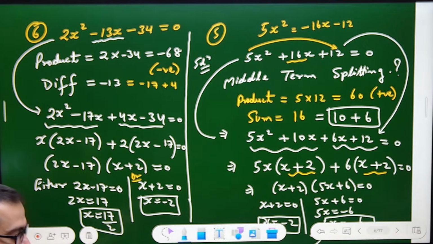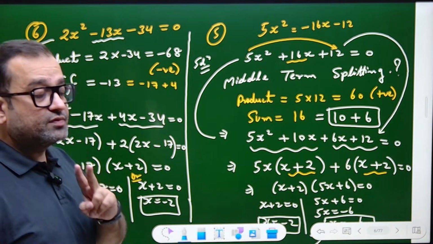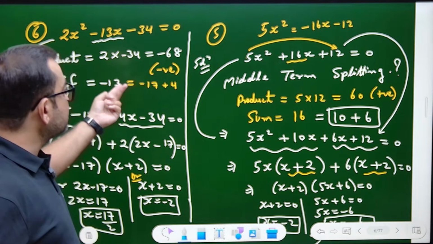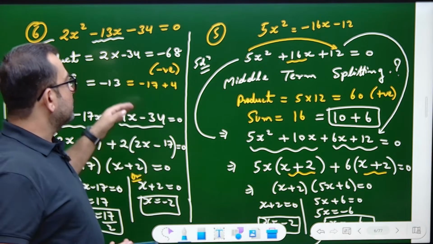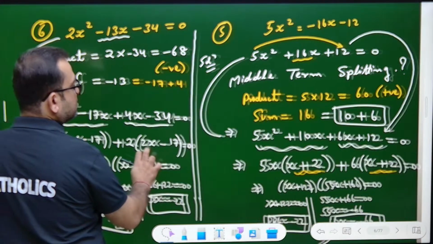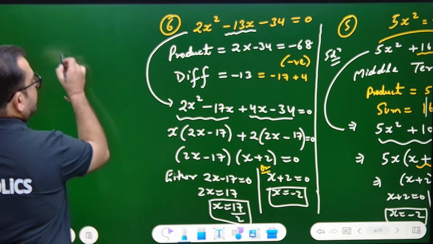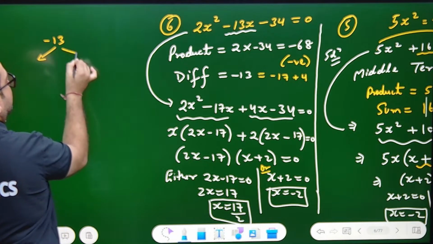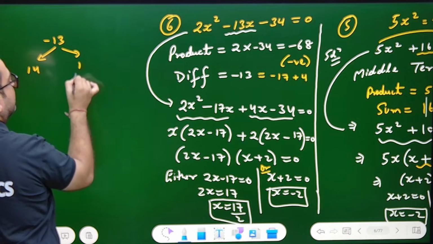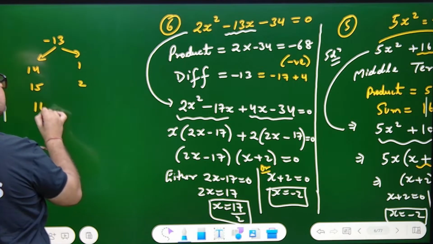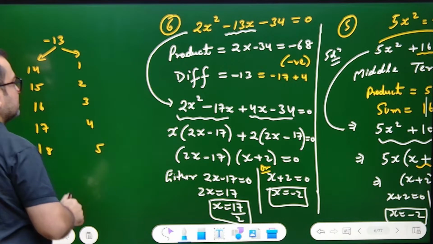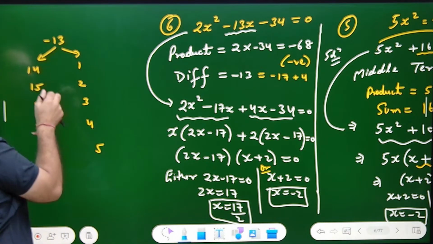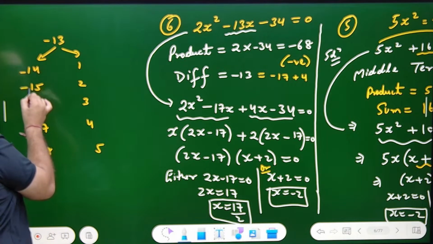Can you tell me how 13 came as the difference? You have to think of two numbers whose difference will be 13. So 17 and 4. If there is minus 13, you have to split it: write 14 and 1, 15 and 2, 16 and 3, 17 and 4, 18 and 5. Why like this? Because I have to see the difference as 13. If it is minus 13, I'll write minus 14, minus 15, and so on.